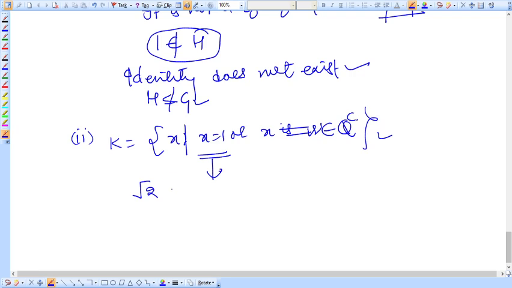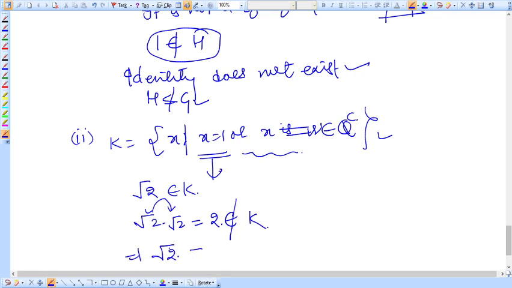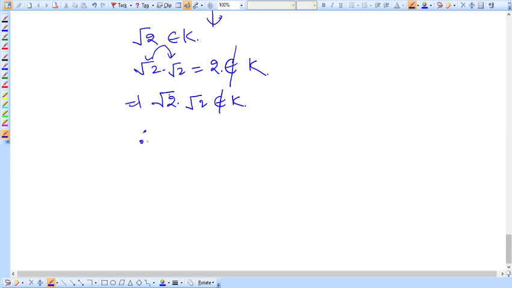We know root 2 is an irrational number, so it belongs to K. What is the multiplication of root 2 into root 2? It is 2, but 2 is not in this set, because this set has only those elements. So this is not closed, because when we multiply two irrational numbers, a rational number comes, but a rational number is not an element of this set. Therefore 2 does not belong to K. This implies 2 into 2 does not belong to K, therefore K is not closed. Hence it is not a subgroup of G.